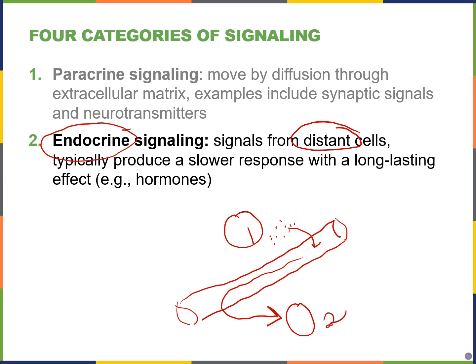Since they have to travel such a long distance, these molecules will really decrease in concentration by the time they reach their final destination. And this also tells us that the cells that are responding to the signals have to have very specific receptors that bind to and respond to the signals. Otherwise, everything else along the way might accidentally respond to the same signaling molecule. Usually this results in a slower response because of that long distance traveled, but with longer lasting effects. And hormones are part of this process.